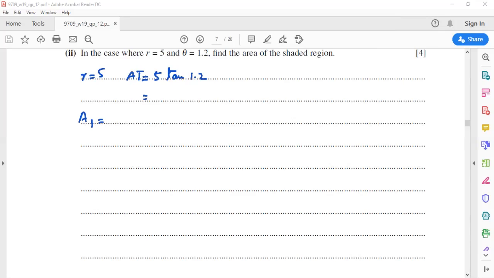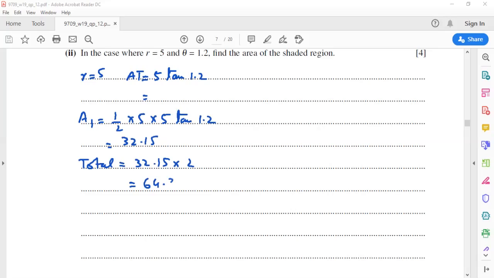A1 is equal to half base into height. Base is 5 into 5 tan 1.2, and this gives us 32.15. Now same is the other triangle, so the total area of the whole shape is going to be 32.15 multiplied by 2, which gives you 64.3.